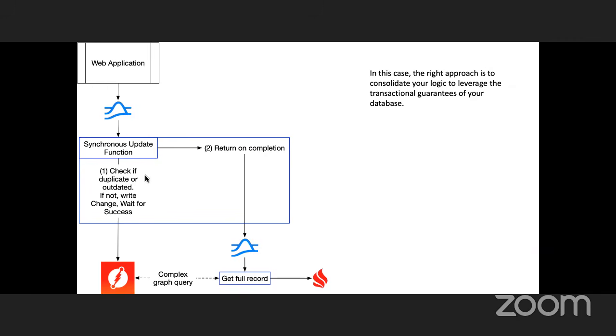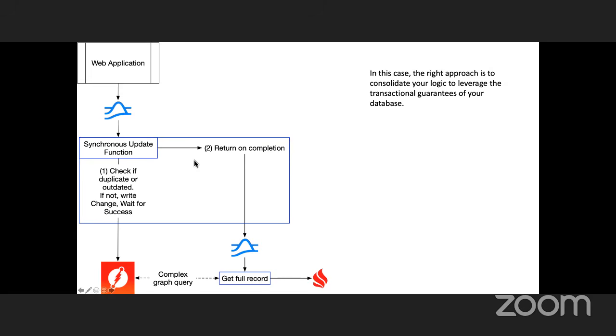So what you want to do is consolidate your logic. Typically, for a lot of asynchronous applications, you want to keep things nicely separated. But when you have to worry about race conditions and deal with synchronous kinds of operations or leverage transactional guarantees of the database, then there may be cases where you want to consolidate your logic more. In this case, we could leverage dgraph specifically, or I guess you could use a SQL database here. Just make sure if you do that, that it's the appropriate storage technology for you to use. You can check if your data is duplicate or outdated, and if not, you could write the change, wait for success, and then once it succeeds, you could return.